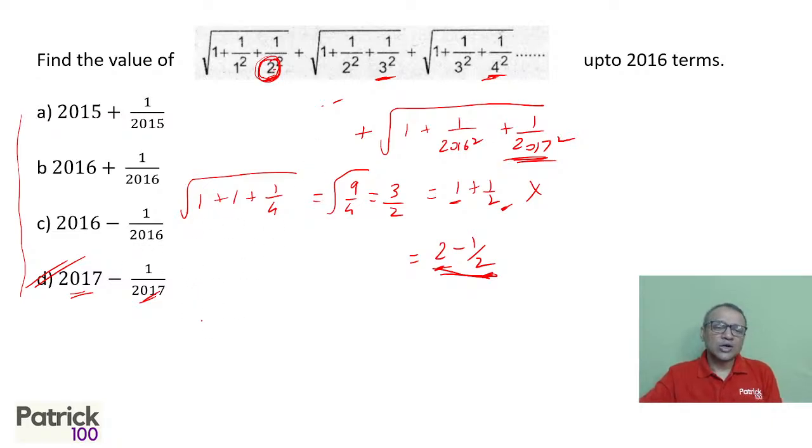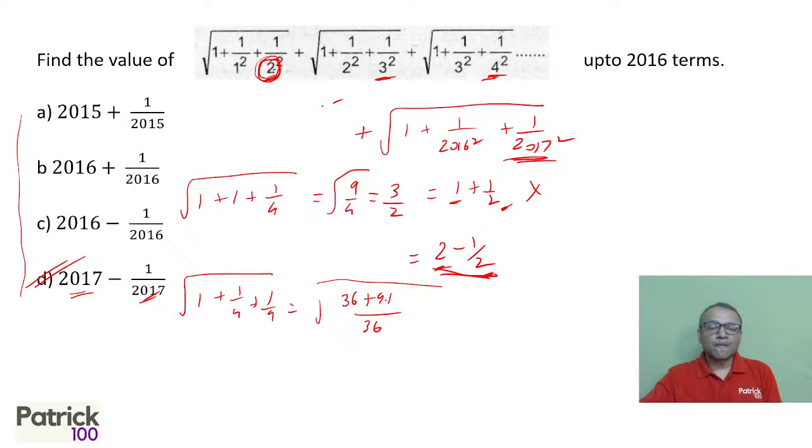I'll take one more and check. See, if I take 1 plus 1 upon 4 plus 1 upon 9, this becomes 36 denominator. Numerator becomes 36 plus 9 plus 4, which is 49 upon 36, or 7 upon 6. So basically what we have is 3 upon 2 plus 7 upon 6. If I take 6, 9 plus 7, 16 upon 6, or 8 upon 3.